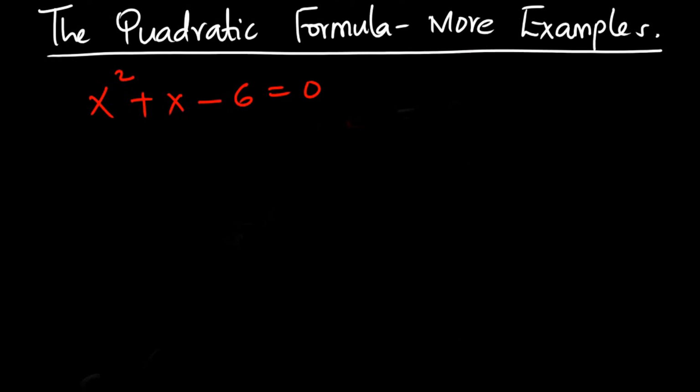We have x squared plus x minus 6 is equal to 0. The question is, use the quadratic formula to get the values of x that satisfy that equation. I know you can use other methods, but I want us to specifically use the quadratic formula for this case.